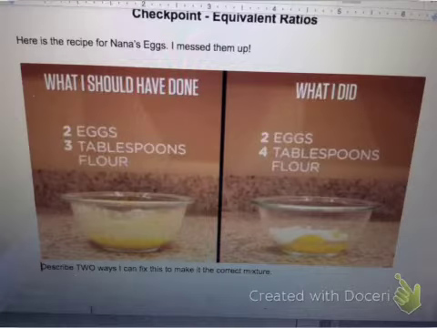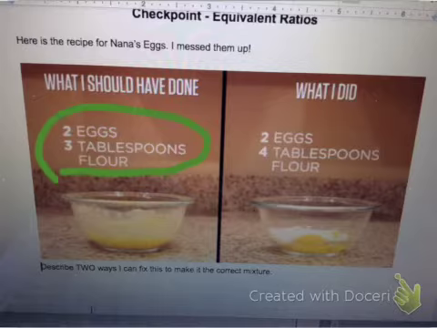Alright, for this checkpoint 1, what Dan should have done is put 2 eggs and 3 tablespoons of flour into the mix. But what he did was put 2 eggs and 4 tablespoons of flour. So the challenge is, what can Dan do to fix this mistake? He can't dump everything out.